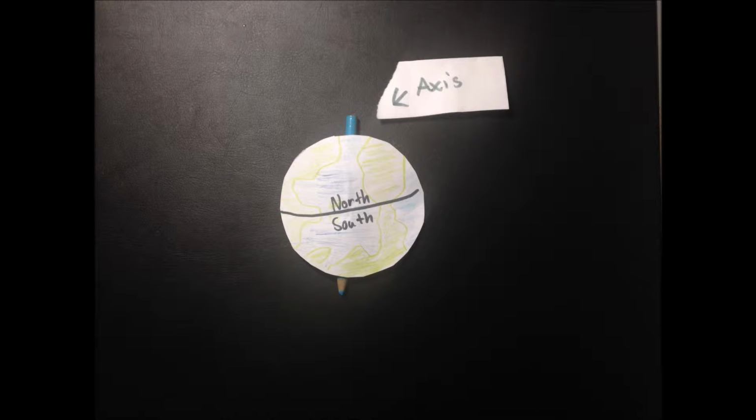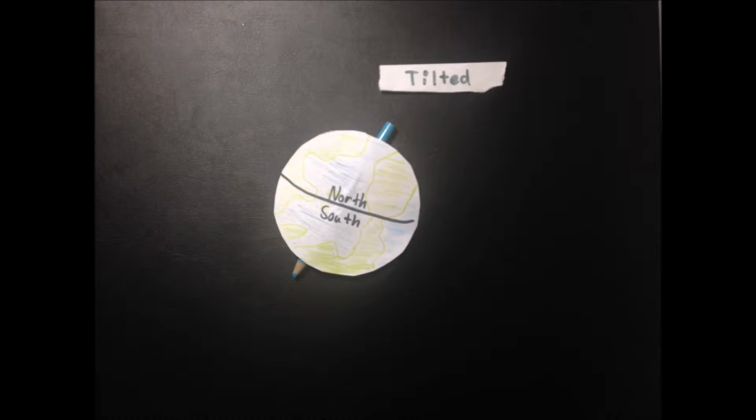Contrary to popular belief, the Earth's axis is not straight up and down. Instead, the axis is tilted roughly 23.4 degrees. The axial tilt is what causes us to have different seasons.